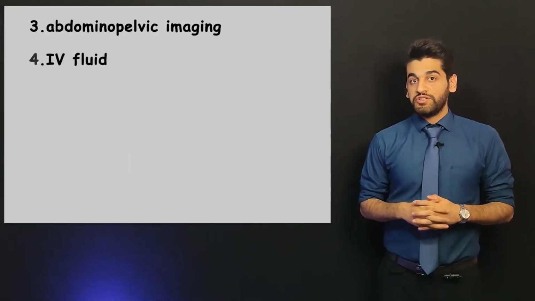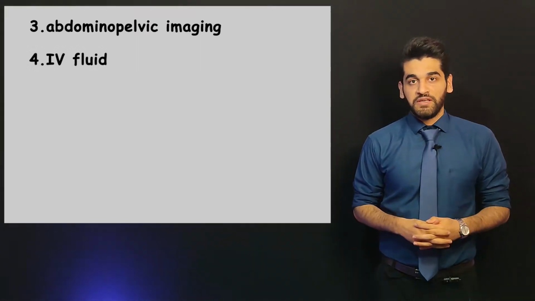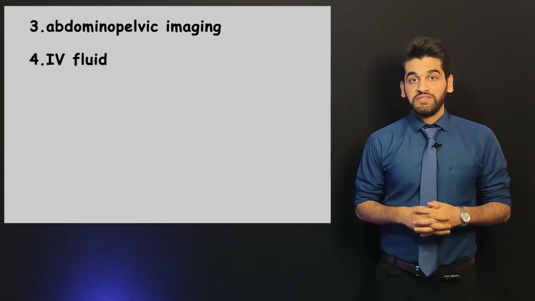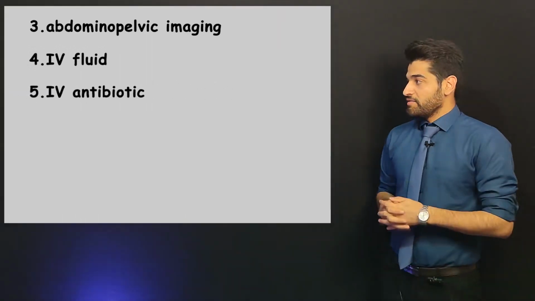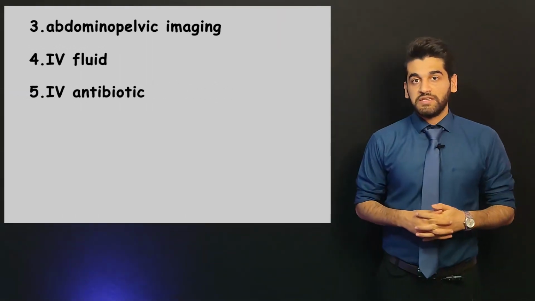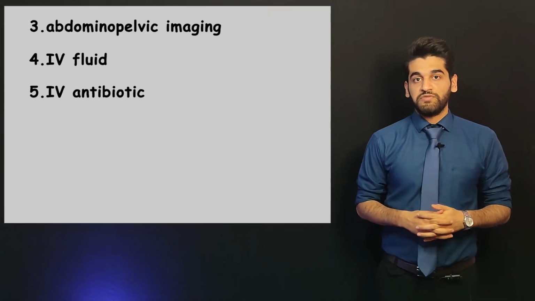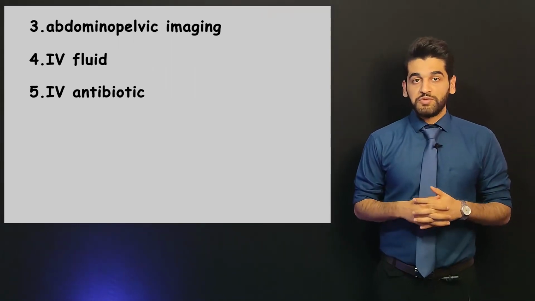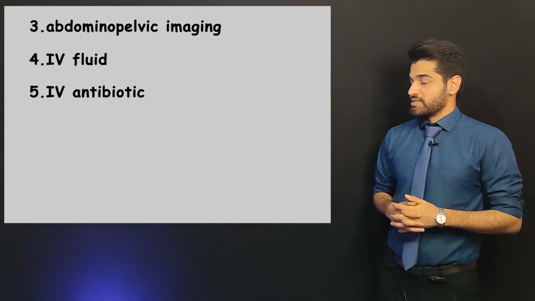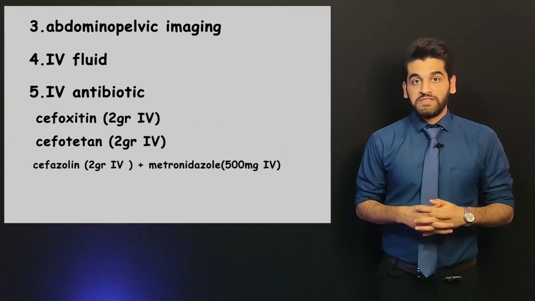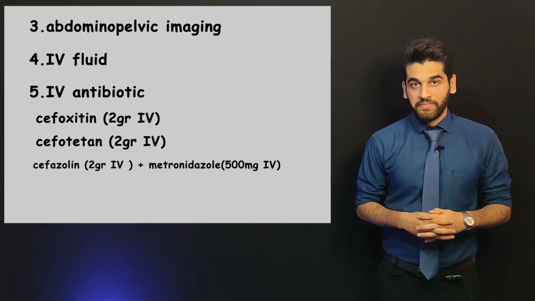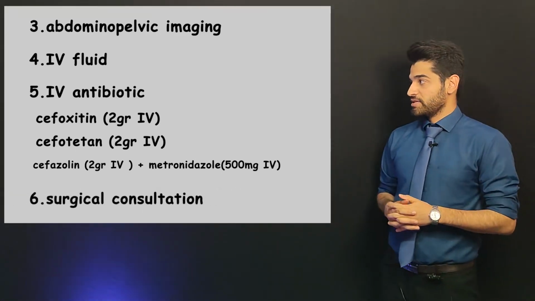IV fluids for initial resuscitation of unstable patients. A Foley catheter may be required in severely dehydrated patients for monitoring urine output. IV antibiotics, actually prophylactic antibiotics, should be received within a 60-minute window before initial incision for surgery. Guidelines suggest cefoxitin, cefotetan, or the combination of cefazolin and metronidazole. At last, surgical consultation.